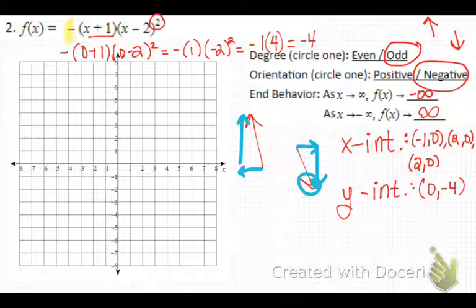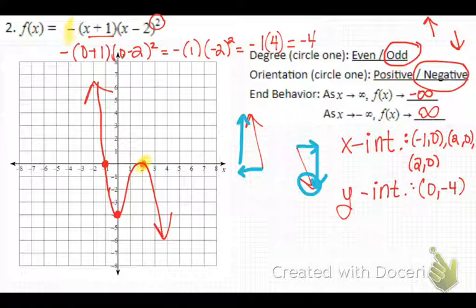So my graph is going to look very similar to number 1, but the orientation is a little bit different. So I have negative 1, 0, 2, 0 with multiplicity 2, and then 0, negative 4. And where do I start this graph? In the top left this time. And that is a cubic.